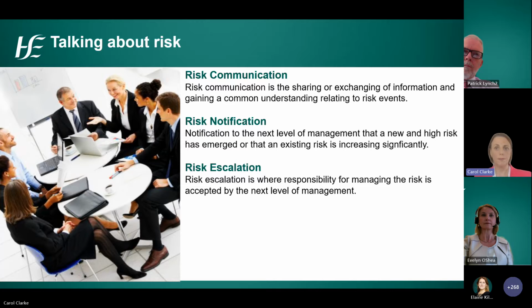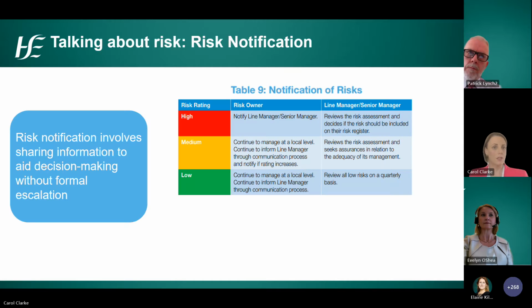It is also important to remember that the responsibility for managing of the risk generally lies at the level on which it may manifest. Escalation must be subject to formal decision by the line manager, which must be communicated and documented. So to recap, risk notification involves sharing information to aid decision-making without a formal escalation. Risks vary by rating of high, medium and low, with each rating triggering different levels of action and management. Further details are available in Table 9 of the policy to assist in determining the process for risk notification.